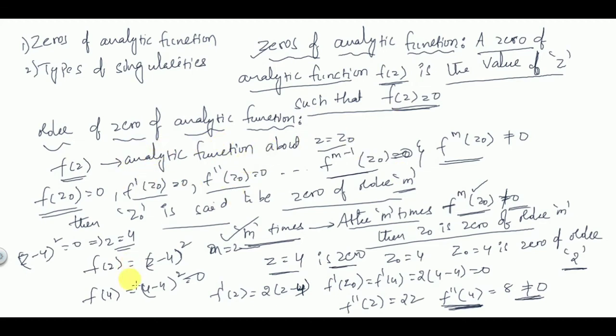Directly also we can say, if you equate it to 0, z minus 4 whole square is equal to 0, so z is equal to 4 comma 4, therefore z is equal to 4 is 0 of order 2. So this is directly telling, and this is the standard procedure in order to find the order of 0 of an analytic function.